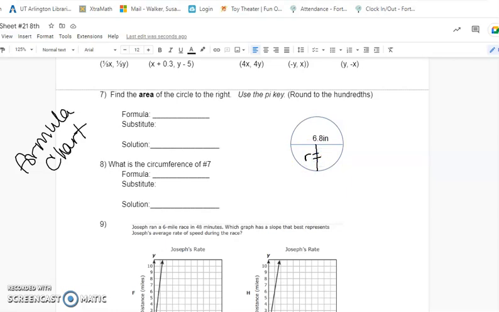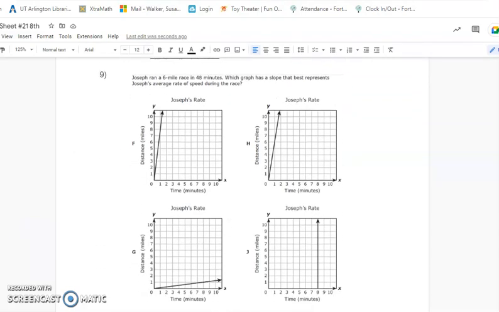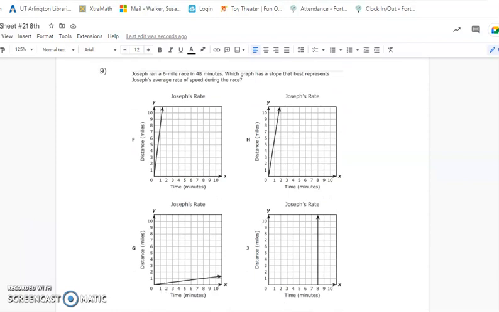Okay, number 9. Joseph ran a 6-mile race in 48 minutes. Which graph has a slope that best represents the average rate of speed during the race? So he ran 6 miles in 48 minutes. Normally don't we do miles per hour, like when we drive? So it's kind of what I'm thinking of, but instead it's going to be miles per minute. It was 6 miles in 48 minutes.